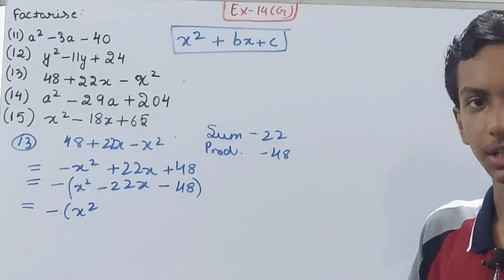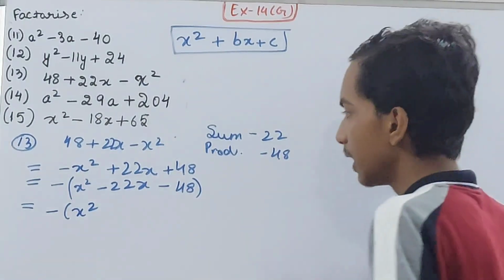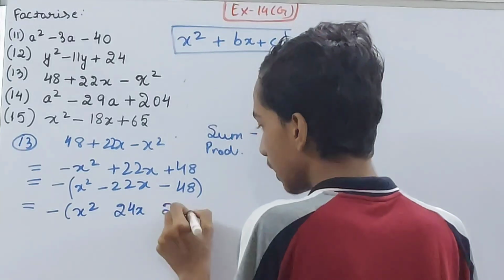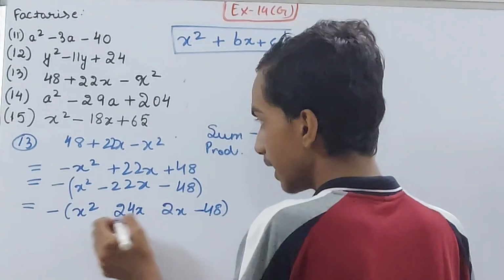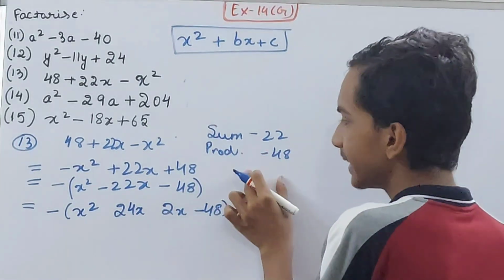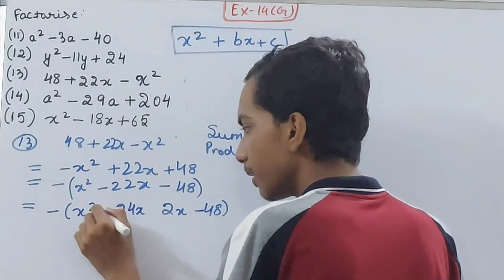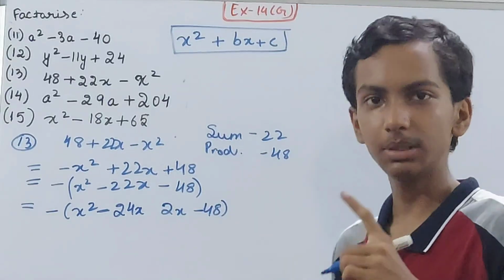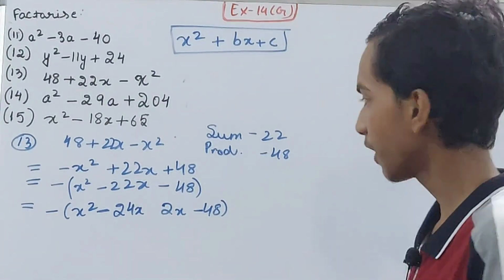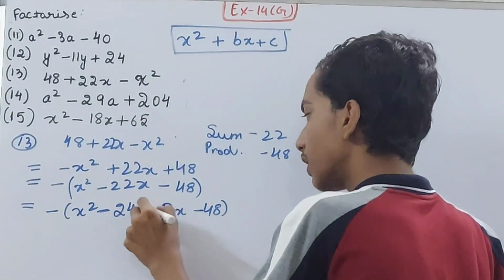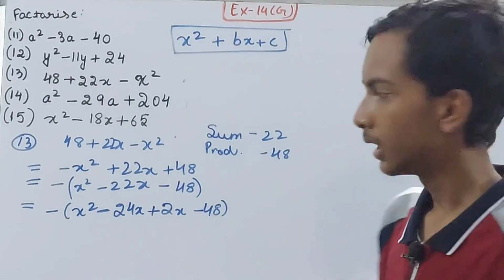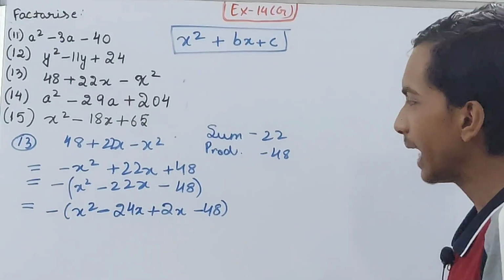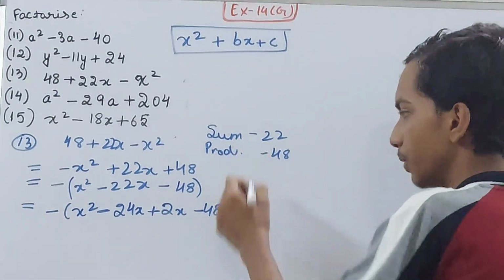But we have to change the signs. 24 and minus 2 is not final. See, you will take here 24x, you will take here 2x and minus 48. That is clear. Now put the signs carefully. As I said, the greater term will be negative, and if the product is negative, that means one term has to be positive and the other has to be negative. So our greater term is already negative, so the smaller term, that is 2x, will become positive. So minus 24 into plus 2 is minus 48. Minus 24 plus 2 is minus 22.